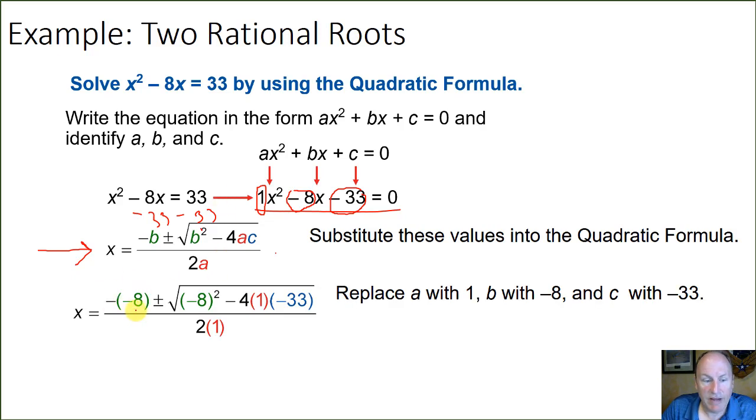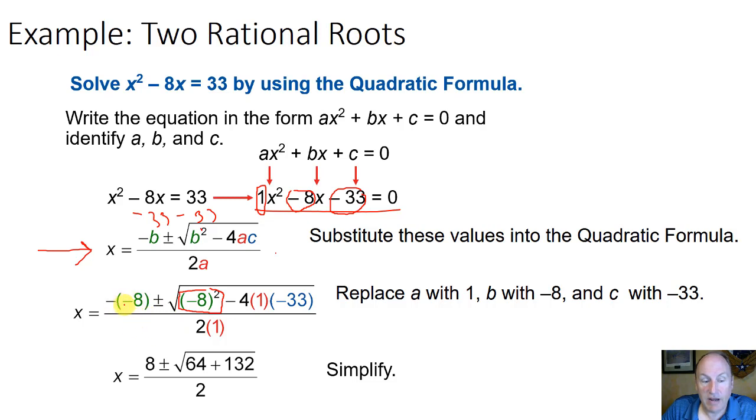So when we substitute, we get negative b, which is the negative of negative 8, plus or minus the square root of b squared, which is negative 8 quantity squared, minus 4 times 1, a is 1, times c, which is negative 33, all over 2 times a, which is 2 times 1. A lot of algebra needs to take place now, a lot of order of operations. Be very careful. A common mistake is not turning this into a positive. When anything is squared in the real number system, it becomes positive. So that first part of this radical is always going to be positive.